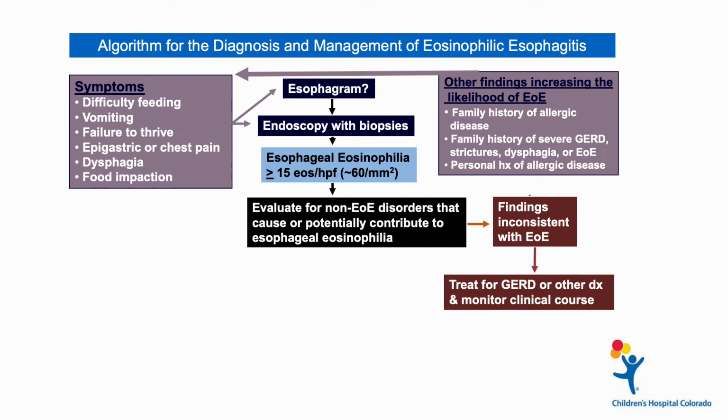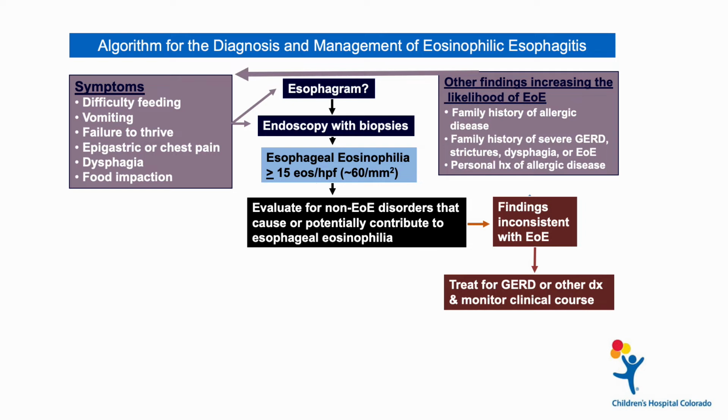So what's the algorithm for diagnosis and management of eosinophilic esophagitis? Well, we take the history. We look for a family history of allergic disease or history of severe GERD or strictures or dysphagia or eosinophilic esophagitis, and a personal history of allergic disease in the patient, and then they complain of difficulty feeding, vomiting, failure to thrive, epigastric or chest pain, dysphagia, and food impaction.